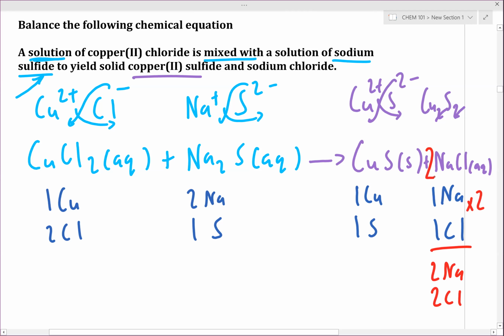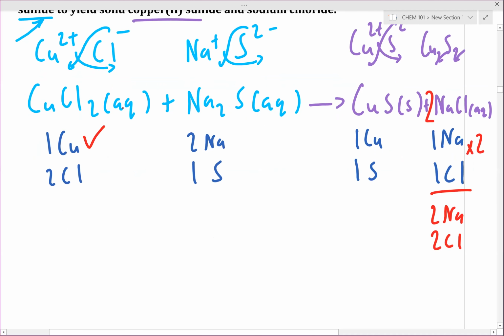Are there any elements that are still unbalanced in this equation? Let's check. Copper, we have 1 on each side. Chloride's balanced. Sodium's balanced. Sulfide is balanced. A completely balanced equation. Does that make sense? Okay. Always do that check. You don't want to make a mistake on the exam and then realize it when I hand you your paper back. You have the tools to check your work.